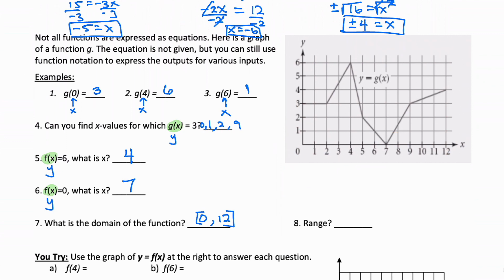What is the range? Range means your y values or your outputs. So how far down and how far high does your graph go? Well, the lowest your graph goes is right here at 0. And the highest my graph goes is right here at 6. It doesn't get up to 7 because there's no part of the graph that reaches that high. So the lowest was 0 all the way up to 6. And it does reach those numbers, so I'm going to put brackets on both of them, 0 to 6.